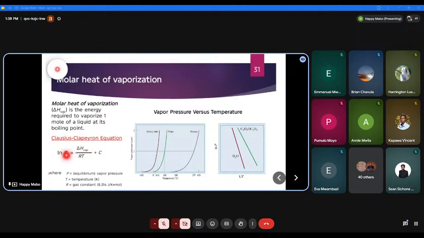Okay. So in this equation, the ln that you see here, that is small letter L and that is N, which stands for natural. We've got natural logarithms. So for purposes of easily pronouncing it, we just call it ln.